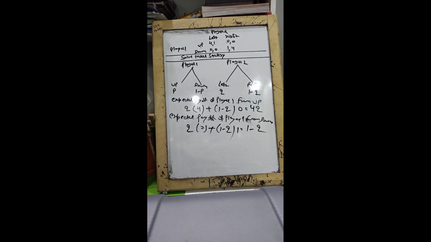Now, guys, you have to make player 1 indifferent between going up and down. So, for that, write 4q is equal to 1 minus q, and guys, you have q as 1 upon 5. So we're gonna repeat this same exercise with respect to player 2 now. So pay close attention, it's very important.